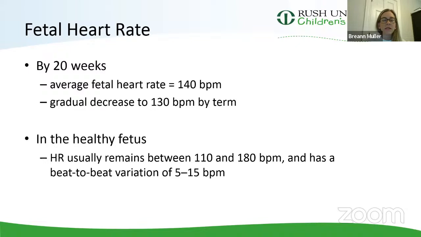For the fetal heart rate, by 20 weeks, the average fetus has a heart rate of about 140. Then it gradually decreases to about 130 by term. So the heart rate should be variable for a normal fetus, and the heart rate ranges anywhere from 110 to even 180, and that can be normal. And the beat-to-beat variation should be from 5 to 15. So while you're doing your fetal echo, you should expect to see the fetal heart rate change over the course of the echo.